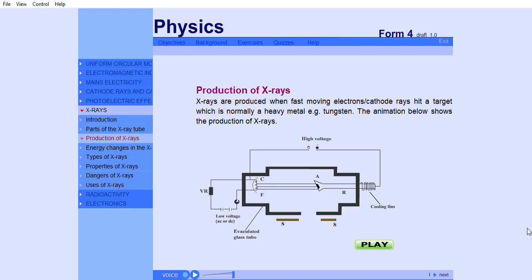Production of X-rays. X-rays are produced when fast-moving electrons or cathode rays hit a target, which is normally a heavy metal, for example, tungsten. The animation below shows the production of X-rays. Click on the play button and make your observations.